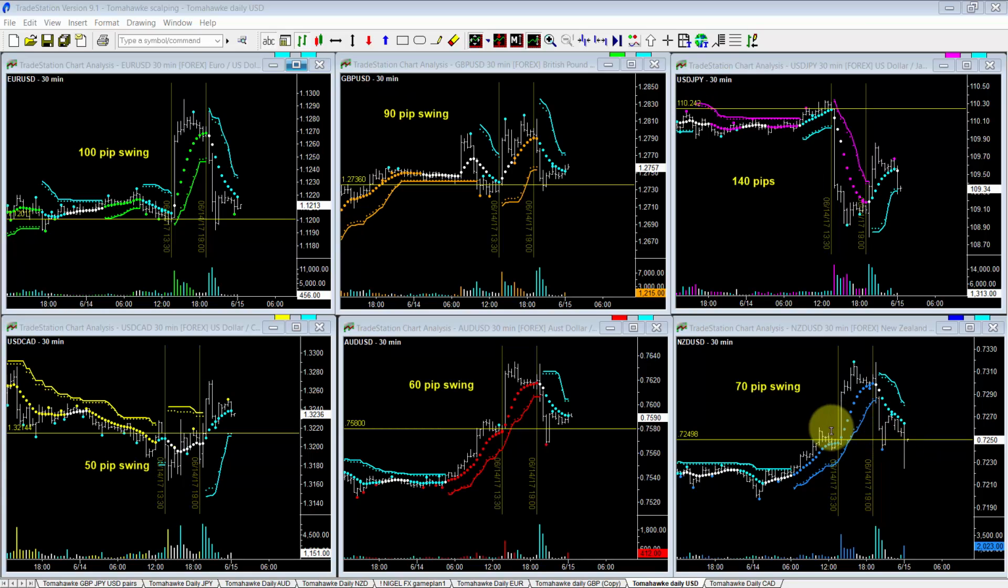And we know this is a very slow moving currency. The US Canada spiked down 50 pips, but this one has finished slightly higher on the day, whereas US Japan spiked down 140 pips but has not recovered the ground and is still down on the day.